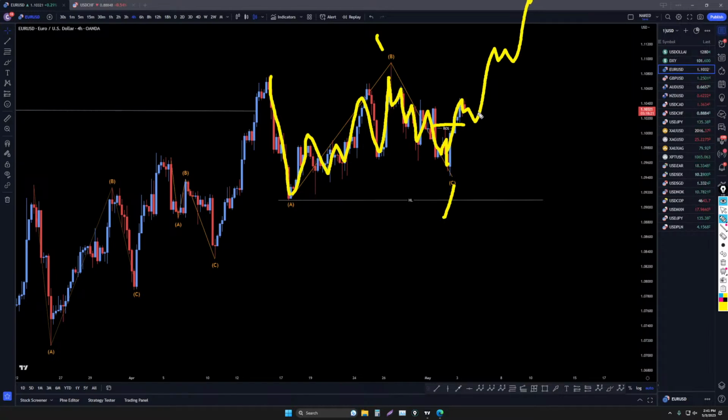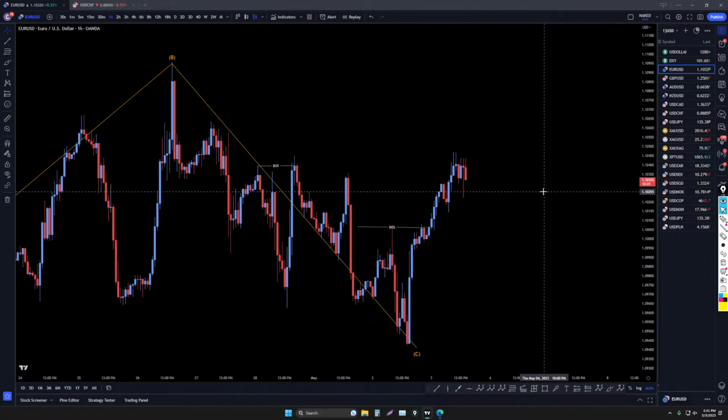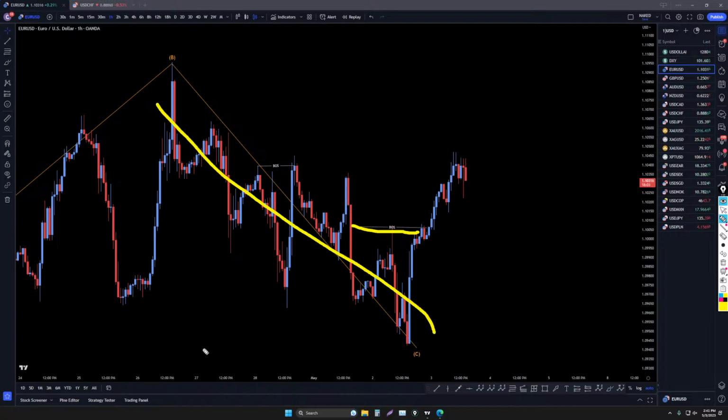So hopefully this does make a correction over the next 4 or 5 hours until the news comes out, because that would give us a very, very clear entry to go long for the continuation of the uptrend. So let's take it down to the 1-hour time frame. On the 1-hour time frame, we have a break of structure, which to me proves that this whole move down is complete.